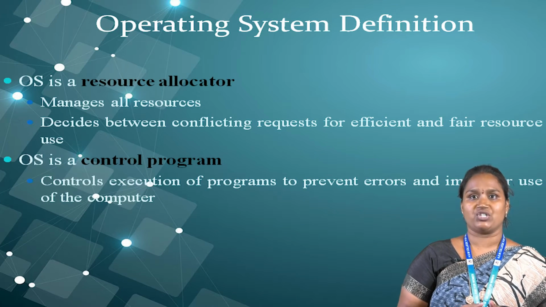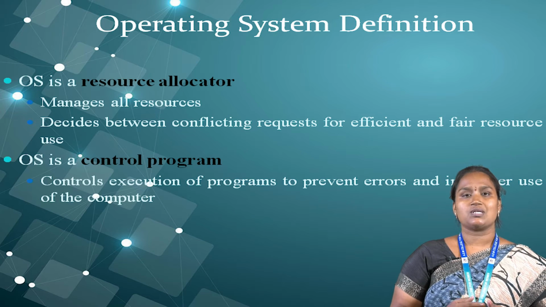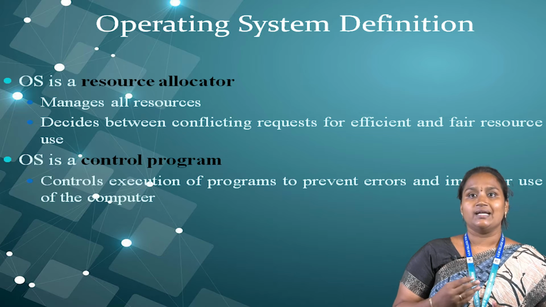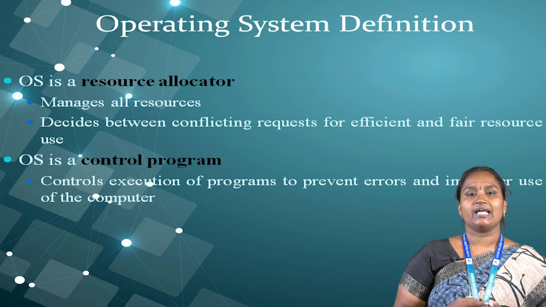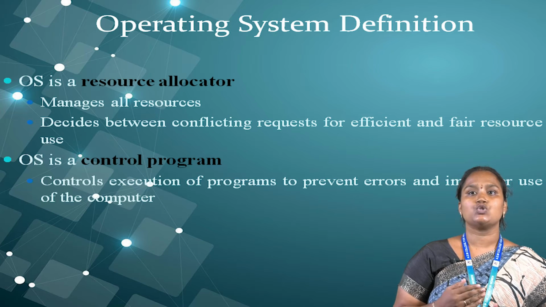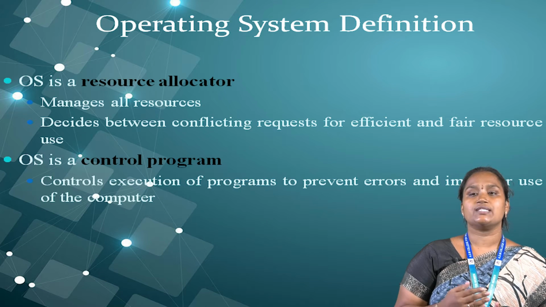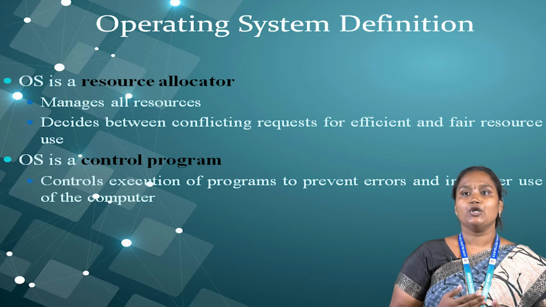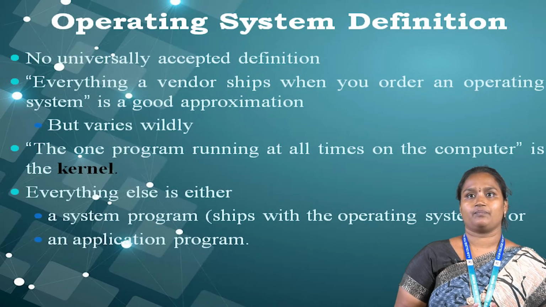Operating system definitions. OS, operating system, is a resource allocator, manages all resources. Decides between conflicting requests for efficient and fair resource use. OS is a control program. Controls execution of programs to prevent errors and improper use of the computer.